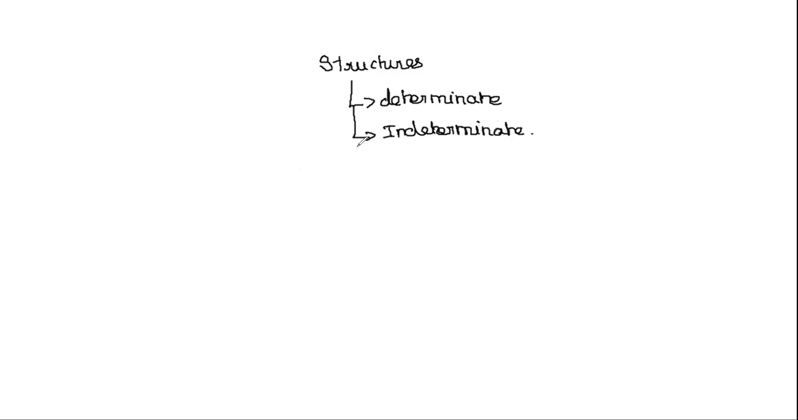So what is this determinate structure and indeterminate structure? First one, statically determinate structure. If a structure is provided with the minimum number of supports and members to make a structure stable, it is known as a statically determinate structure.